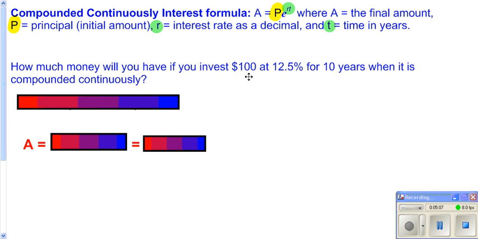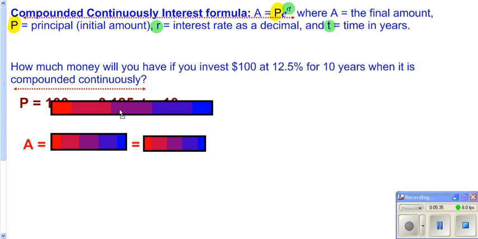Here you're investing $100 at 12.5% interest for 10 years, compounded continuously. The key phrase here is compounded continuously. Whenever you see compounded continuously, you then want to use this formula up here. So compounded continuously is our key phrase to let you know to use this formula versus the other one.